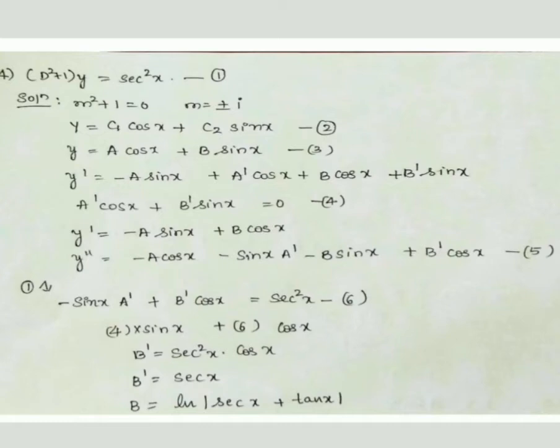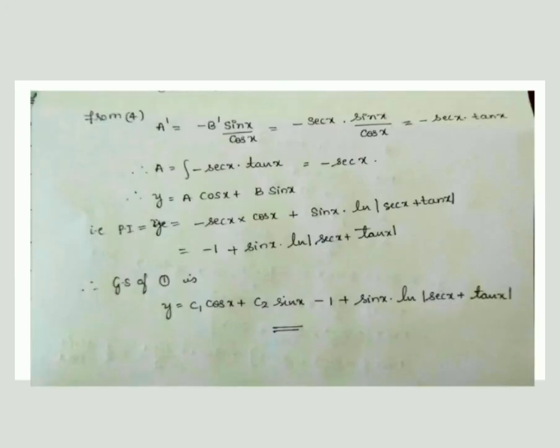So now what is the integration of secant x? That is ln of secant x plus tan x. Now substitute that b dash in equation number 4, that gives the a dash value. So a dash is minus b dash into sin x by cos x, that is minus secant x into sin x by cos x. So that is minus secant x into tan x. So that is the a dash value.